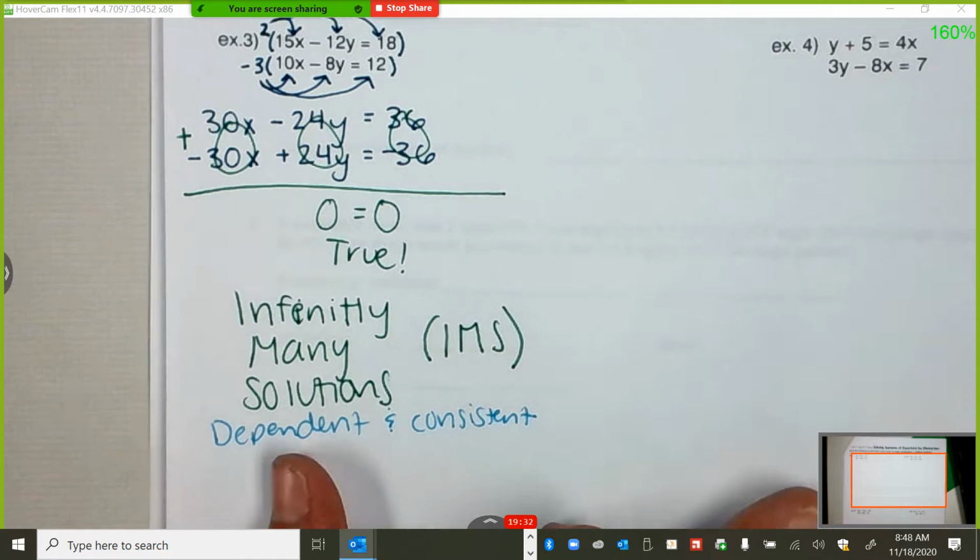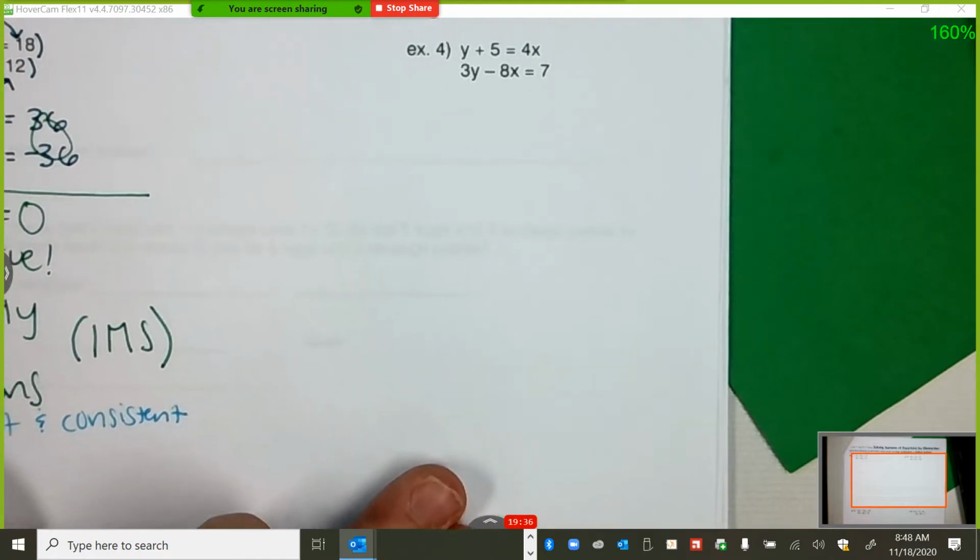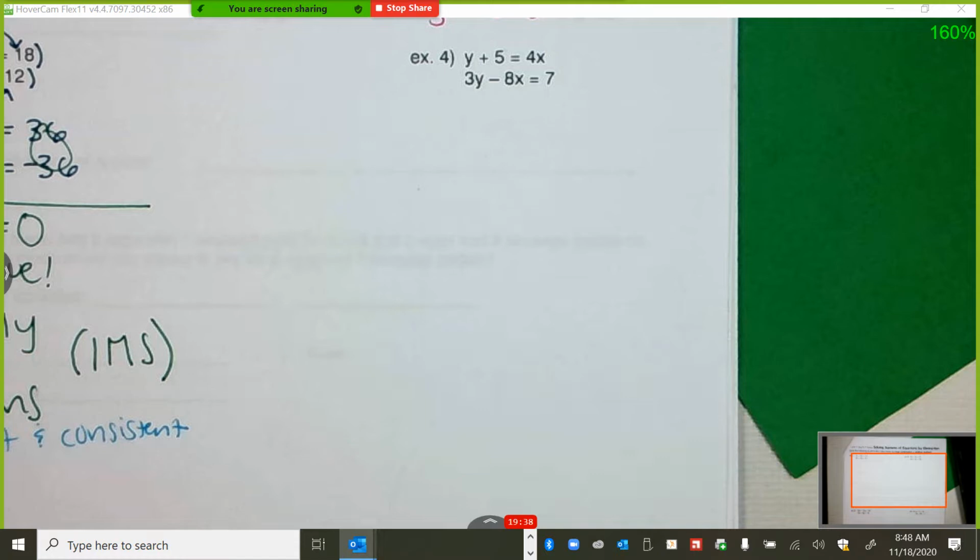So, if you look at number 4, what method would you pick here? If you had to pick a method, graphing, substitution, or elimination, what would you pick on this one? I would pick substitution. Why would we pick substitution? Because y had that 1. Because can't you get y by itself super simple and just plug in?